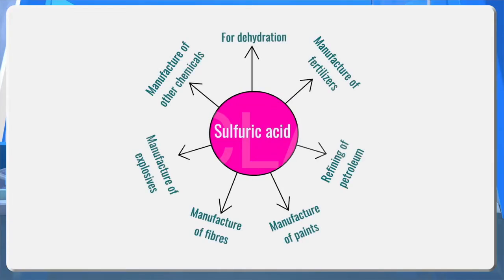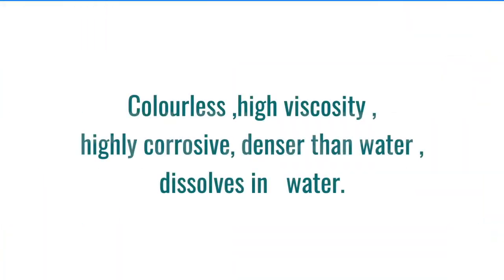Manufacture of fertilizers, refining of petroleum, manufacture of paints, manufacture of fibers, manufacture of explosives, manufacture of other chemicals, and for dehydration. Now you can understand why sulfuric acid is called the king of chemicals, right? Let us see what are the physical properties of sulfuric acid. Colorless, high viscosity, highly corrosive, denser than water, dissolves in water.